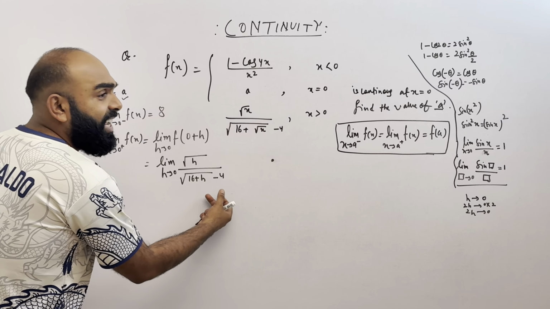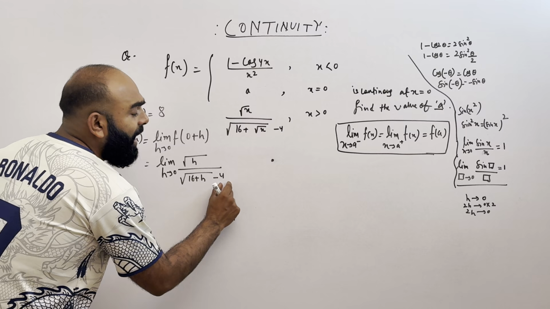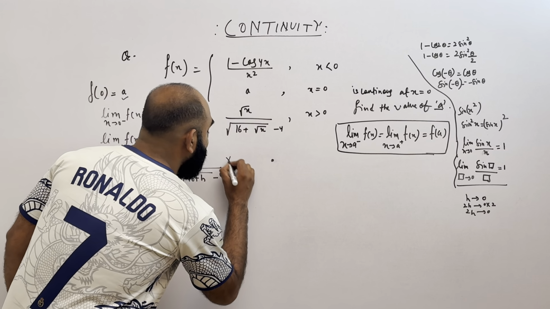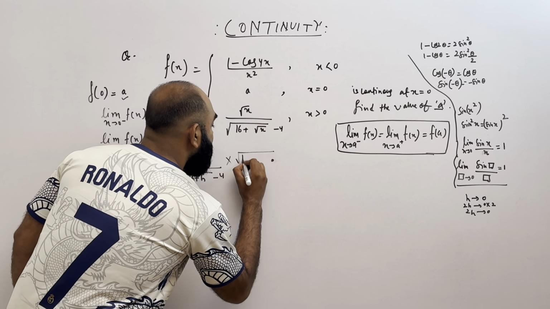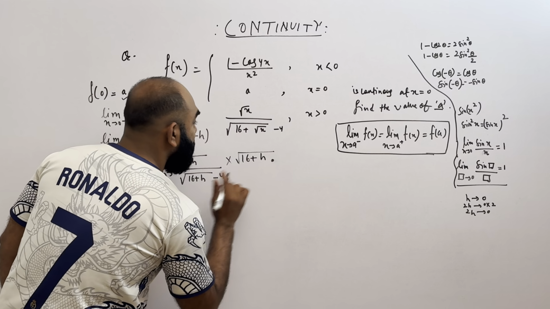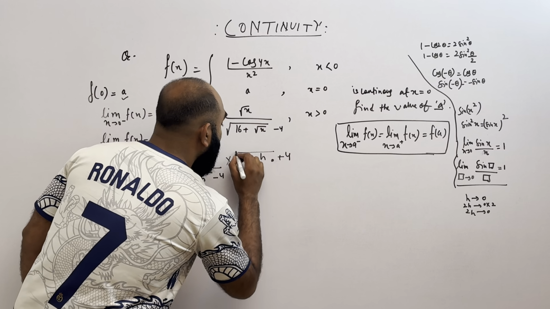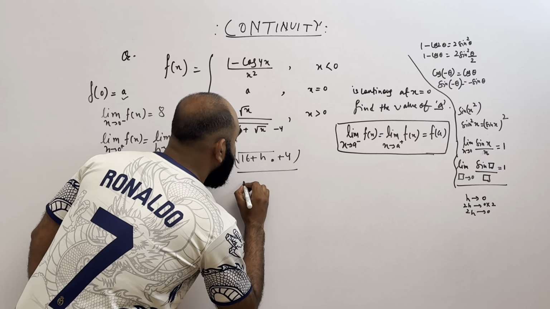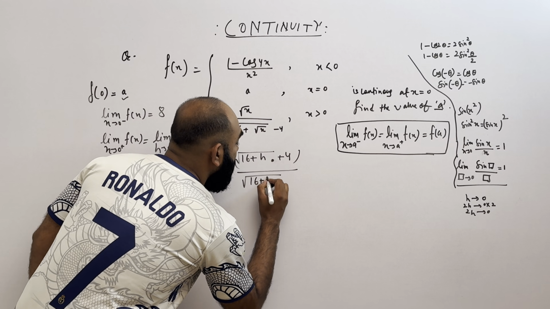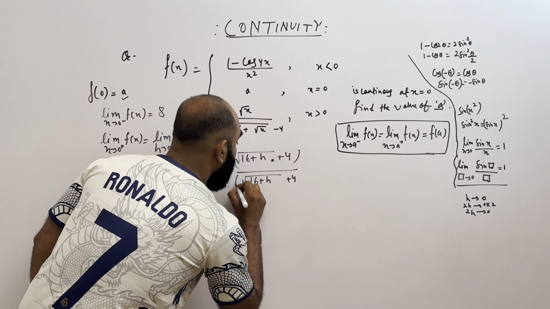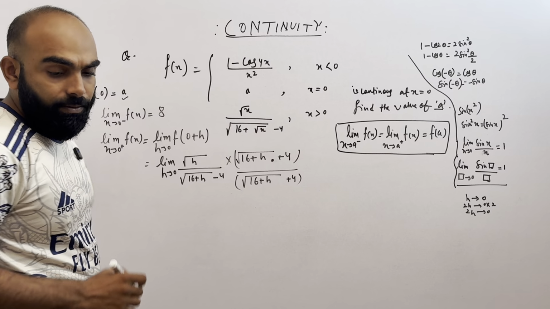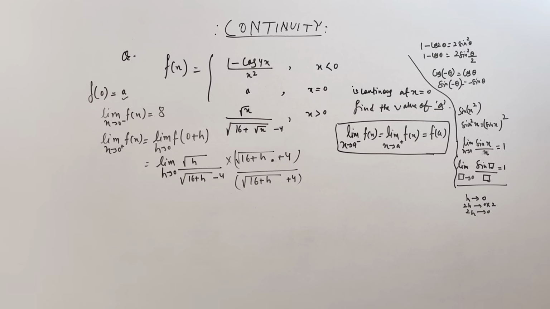You can easily see there is a term of the form a minus b. So I will rationalize like this. Root over 16 plus h minus 4 is there, so I will multiply by plus 4, and in the denominator also I will keep root under 16 plus h plus 4. Correct?